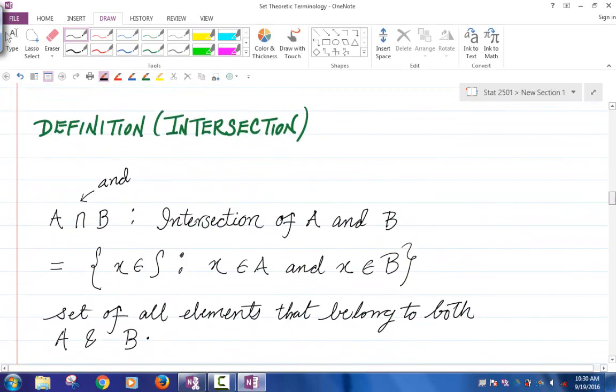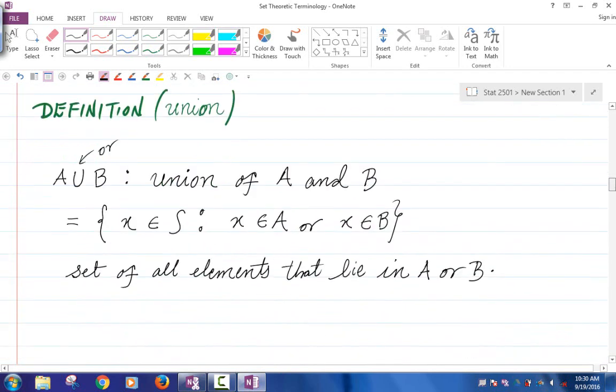Let's look at this operation of union on sets. Given two sets A and B, what's A union B? The union symbol, I think it's called a cup. So instead of A union B, you can also say A or B. Okay.